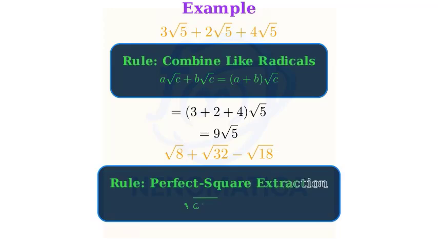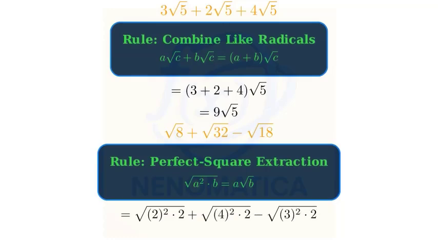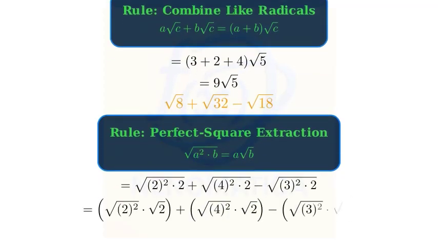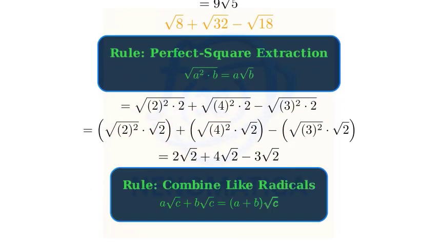Use the rule, the square root of a squared times b equals a times square root of b. So we write square root of 8 equals square root of (2 squared times 2), square root of 32 equals square root of (4 squared times 2), and square root of 18 equals square root of (3 squared times 2). Next, separate the perfect square and the remaining factor. That becomes 2 root 2 plus 4 root 2 minus 3 root 2. Combine like terms to get 3 root 2.